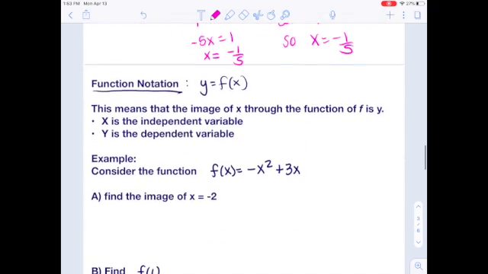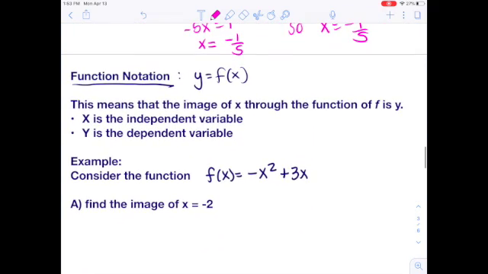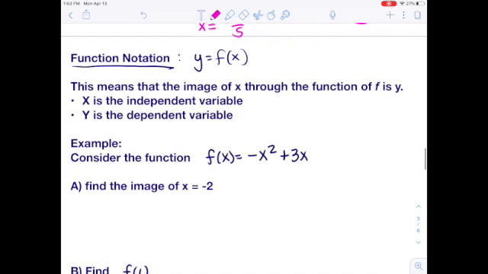This talking about function leads us to a new notation that we can use. So function notation, which you should have seen in Algebra 2, you've got y equals f of x. You're just taking the y value and replacing it with f of x. So it's just the function defined at x. This means that the image of x through the function f is y. And of course, x is the independent variable and y is the dependent variable.